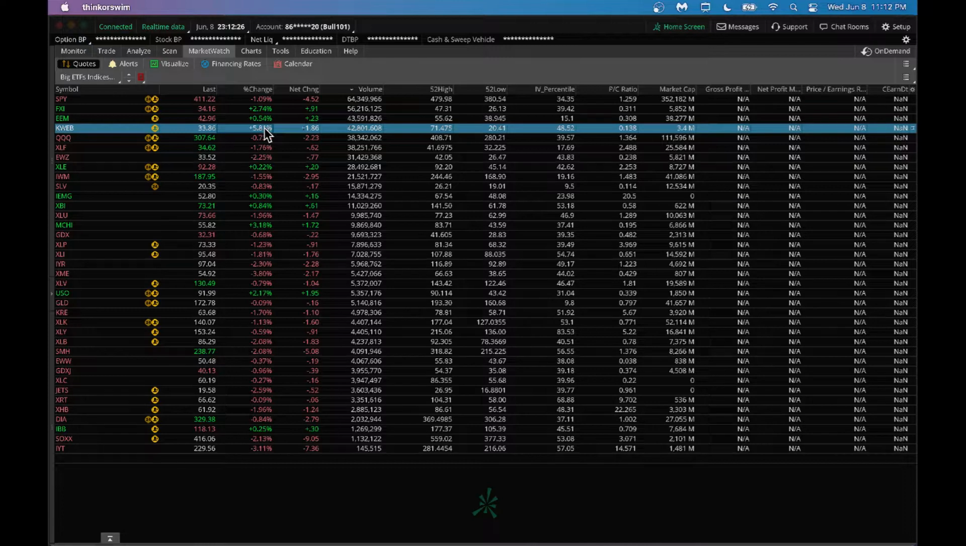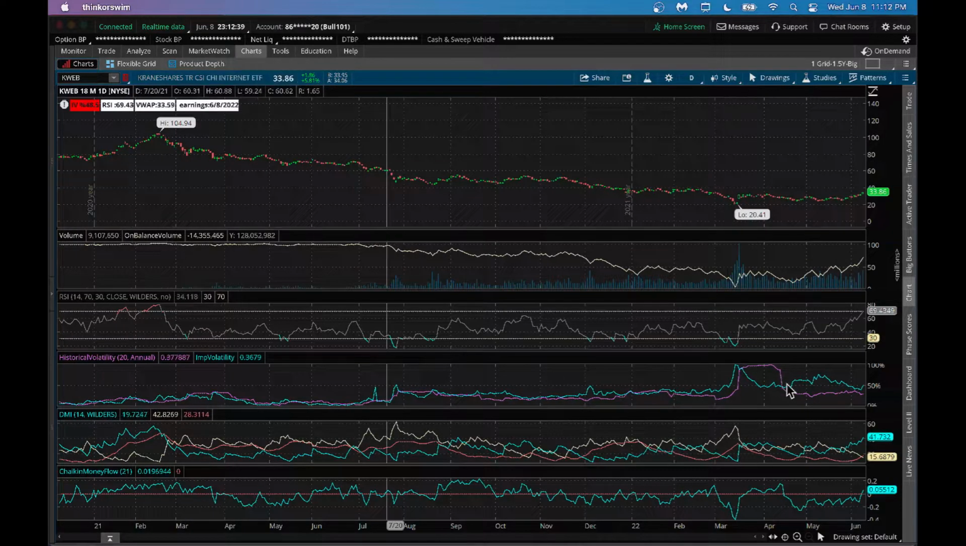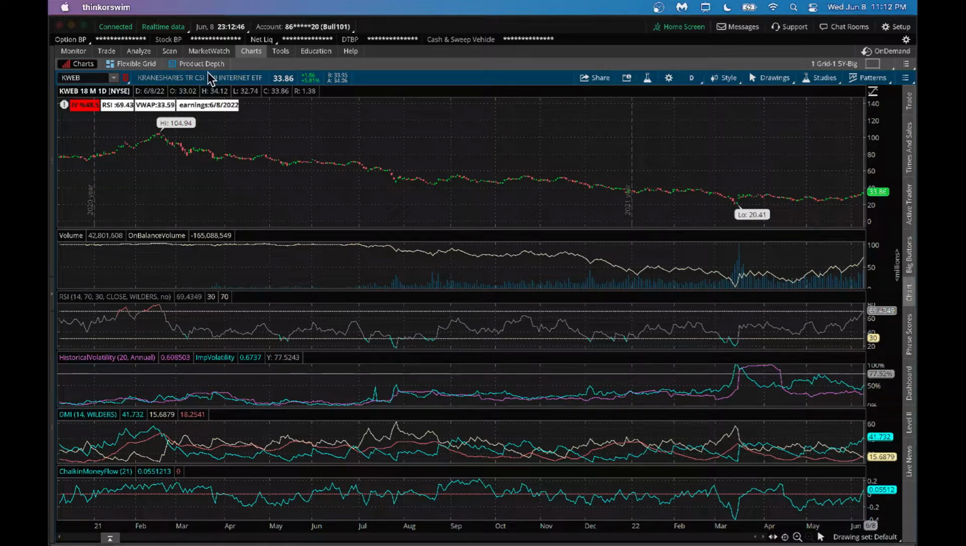IV percentile for KWEB is pretty good. You could sell some premium here. Stock price being at 33 here. You could go to the chart and look at KWEB. Look, we got KWEB right here, and implied volatility, as you can see here, we got implied volatility trying to shoot higher, slightly higher. This one you could sell some put option here.